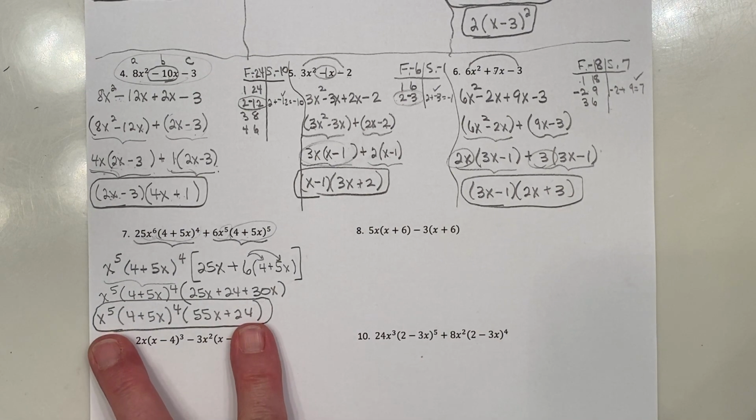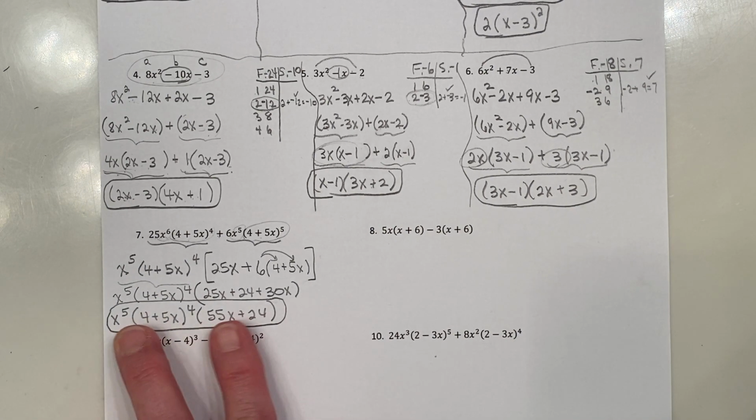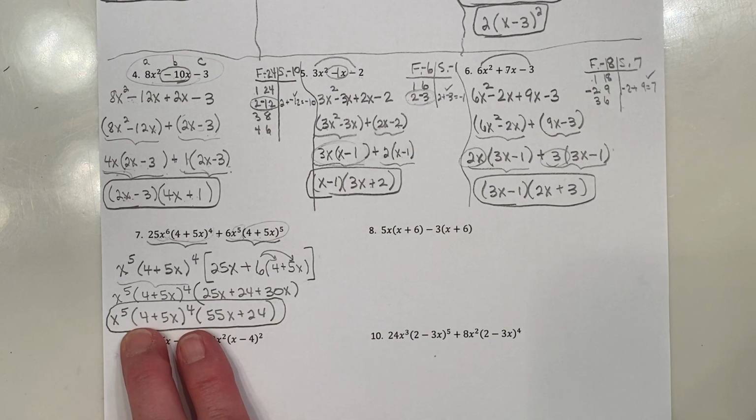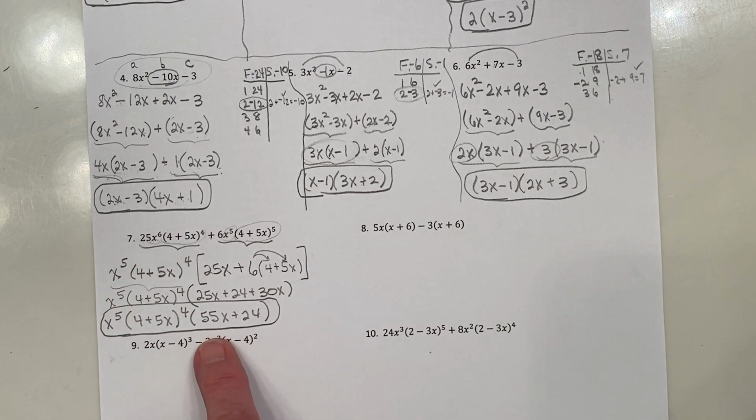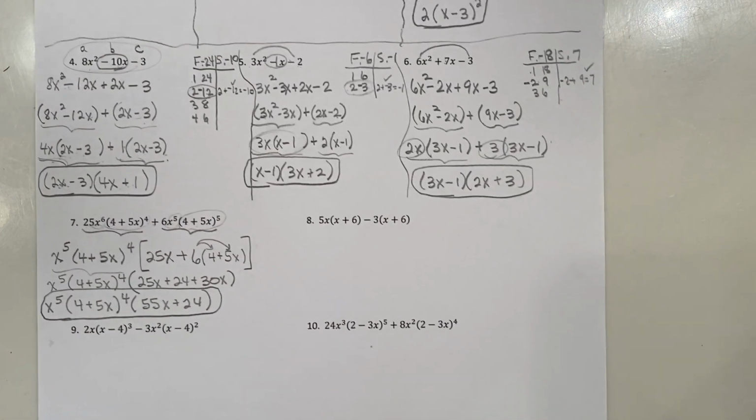If you study this answer right here, this is one term. It's just made up of a bunch of different factors. This is one big ugly term. But we've completely factored from here to here. Let's take a look at 8.